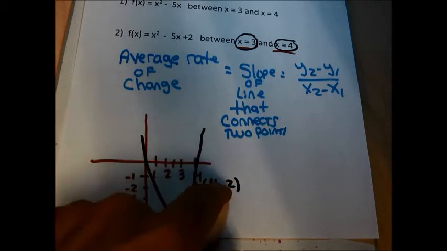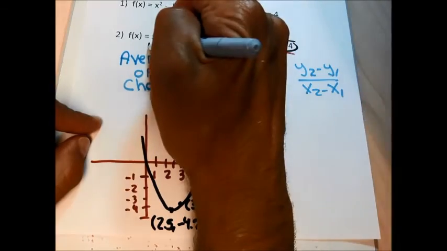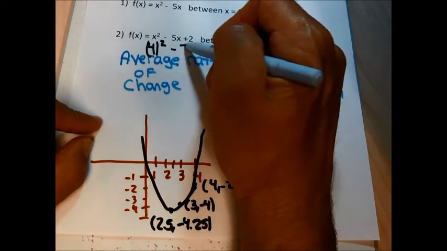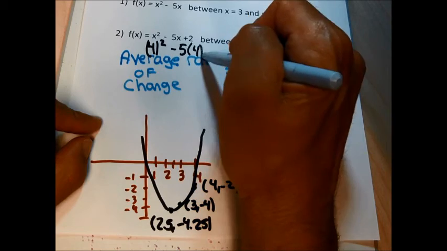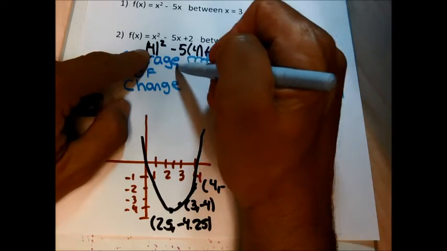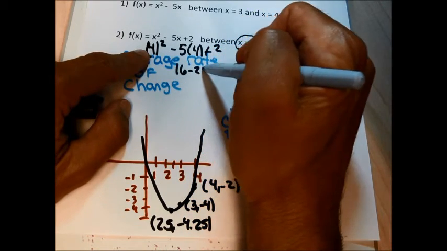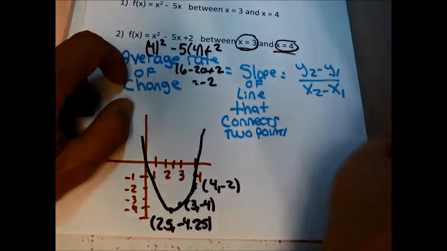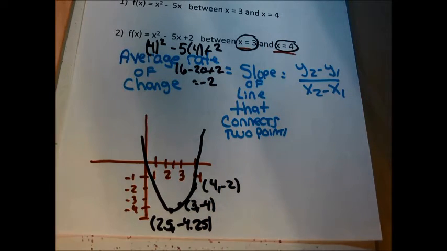Real quickly, if you didn't want to use your calculator to get the points, for that 4 right there, all my calculator did is plug 4 in for x. It did 4 squared minus 5 times 4 plus 2, and that's 16 minus 20 plus 2, and that's -2. So you can get the points without using your calculator, but since I had it out, I'm going to exploit my calculator's ability.